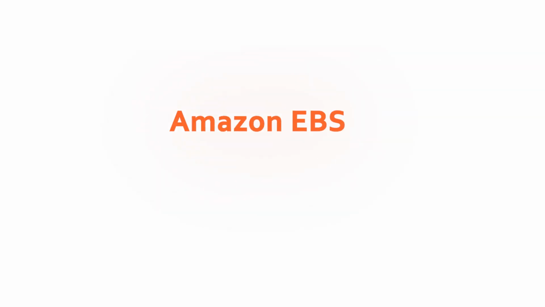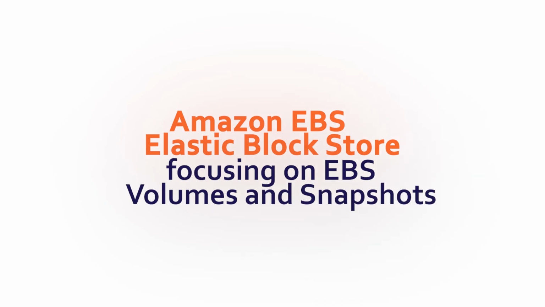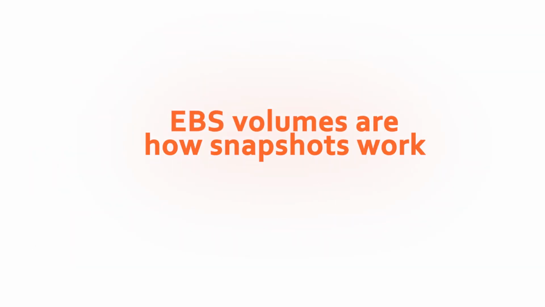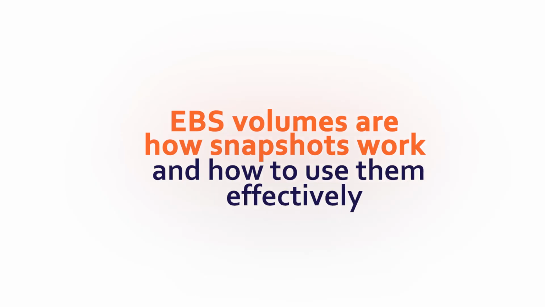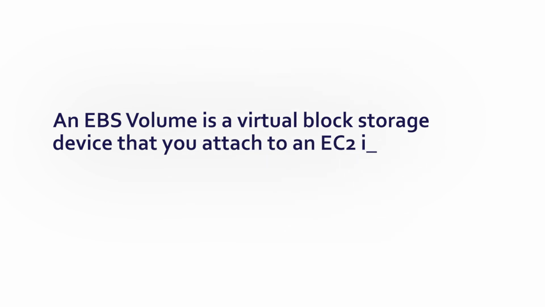Welcome back. In this lesson, we're exploring Amazon EBS, Elastic Block Store, focusing on EBS volumes and snapshots. Amazon EBS provides high-performance block storage for EC2 instances. By the end of this session, you'll understand what EBS volumes are, how snapshots work, and how to use them effectively. Let's get started. An EBS volume is a virtual block storage device that you attach to an EC2 instance.